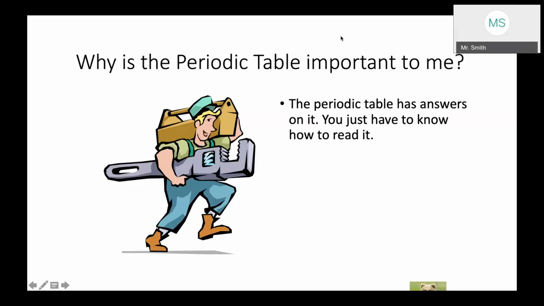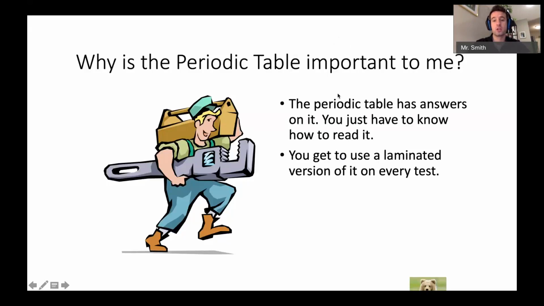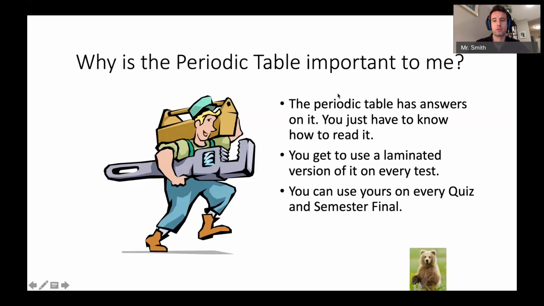Hey guys, today we're going to be talking about the periodic table. So just to kind of introduce it, the periodic table is probably the number one tool that chemists use. It's got a bunch of different answers on it, but if you don't know how to read it, it can just look like a bunch of numbers. So that's one of the things we're going to teach you today, some of the important parts of the periodic table.